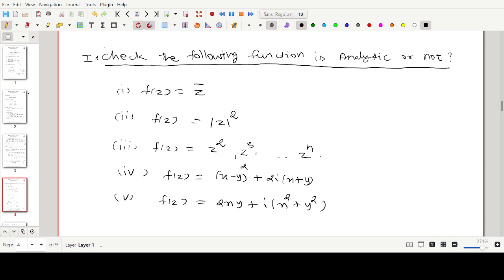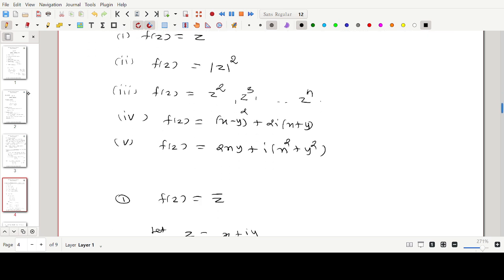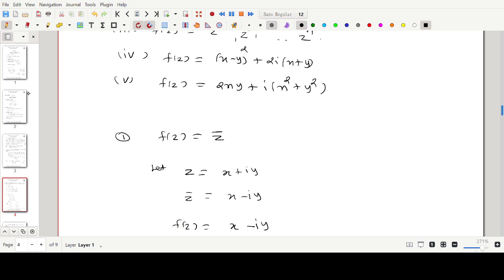So f of z is equal to z bar, like that as mentioned here. How can I say whether the defined function is analytic or not, rather than by the definition way? We can use the necessary condition. What is the necessary condition? Any analytic function must satisfy the CR equation. Suppose the CR equation is not satisfied, then it's not analytic. That's it. Using this concept we can solve this list of problems.